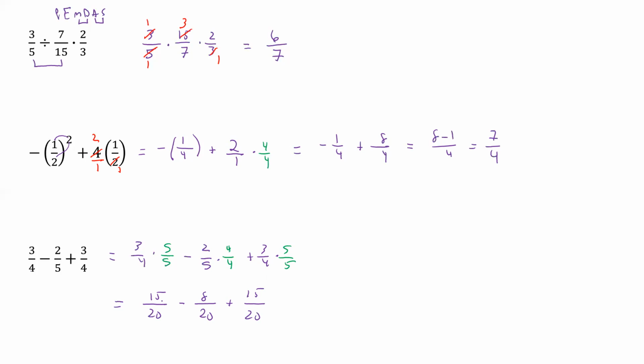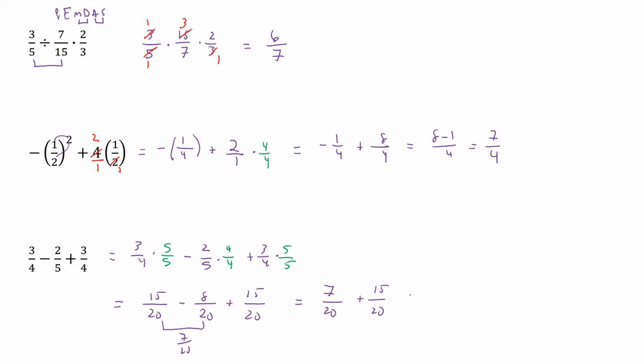So if we go from left to right, or however we want to look at it, this becomes 15 minus 8. Well, 15 minus 8 is going to give us the 7 over 20, and then plus our 15 over 20. Okay, so we've done this piece. That's going to give us the 7 over 20.